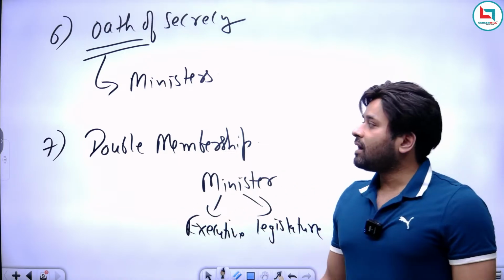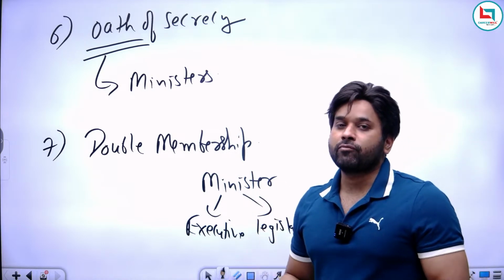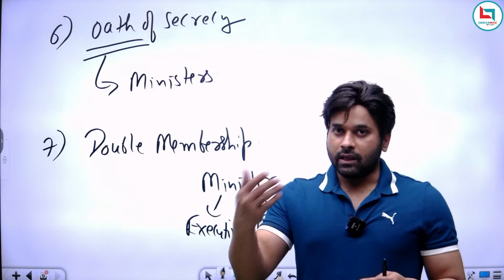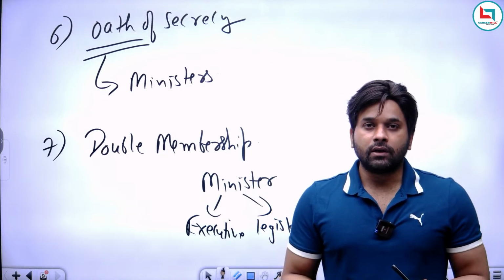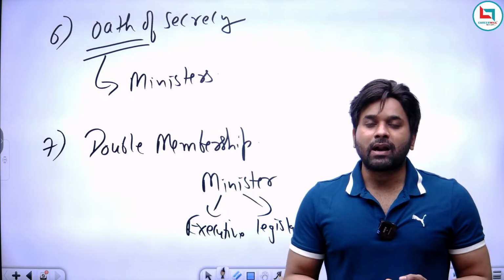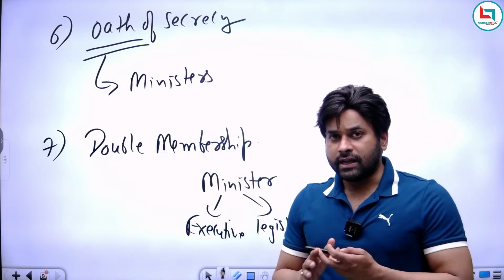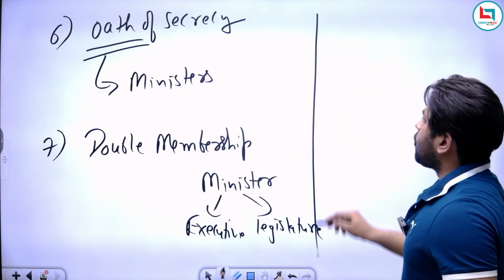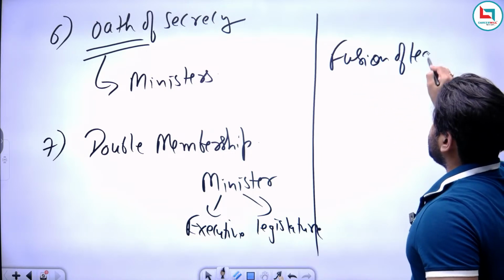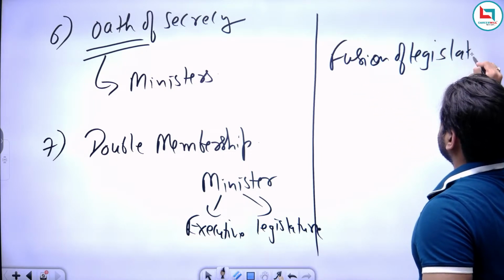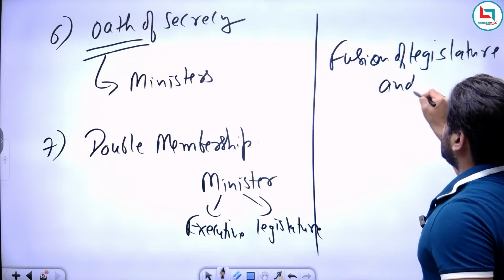So I hope we are done with all the 7 features. So these were the 7 important features of the parliamentary system, and even when it comes to the exam, the question might come from these features only. That what are the features of parliamentary government? And remember, these are the 7 main features, and there is one more feature which is basically called the fusion of legislature and executive. Fusion of legislature and executive.